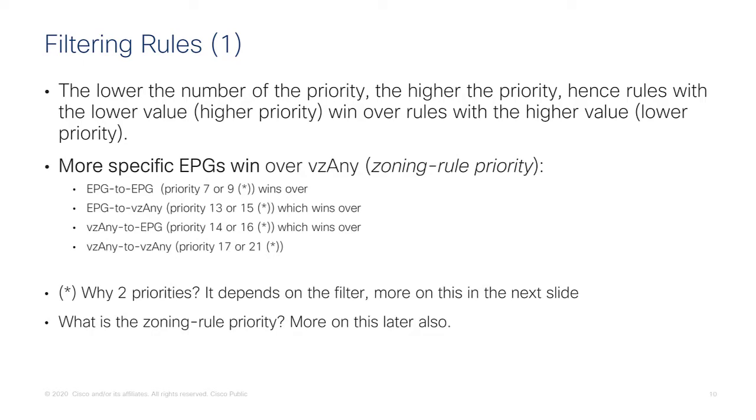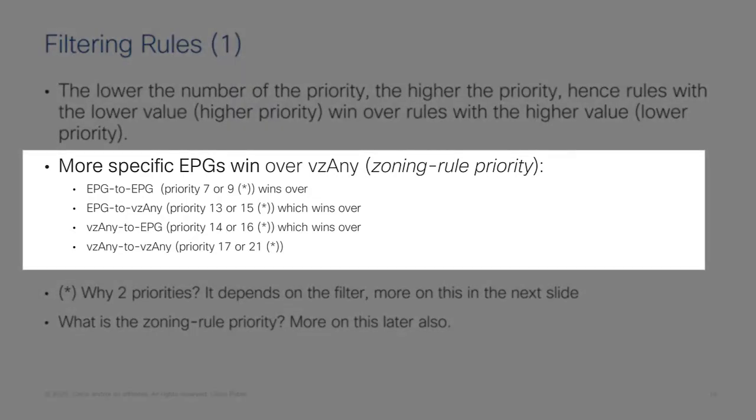So let's talk about filtering rule number 1. I categorize rules into 4 different types of rules. The filtering rule number 1 is that a more specific EPG wins over any combination of EPG and vzAny, okay? And this is part of what's called the zoning rule priority. So EPG to EPG rules have a priority of 7 or 9, and we'll see in a few slides what the 9 is about. Most likely, what you're using is going to be priority 7.